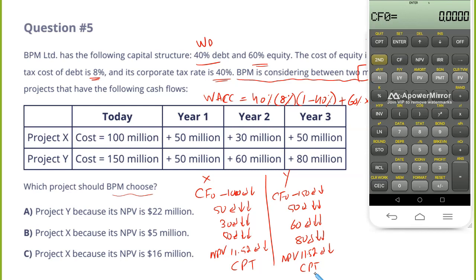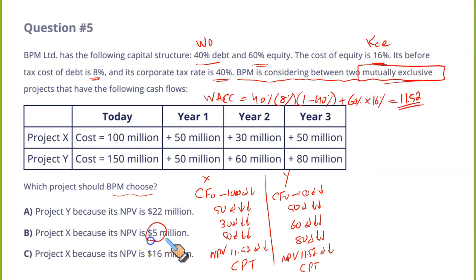So for Project X, we have negative 100 million, enter, down arrow key, 50, enter, down arrow key twice because of single cash flow, 30, enter, down arrow key twice. Then we have again 50, enter, down arrow key twice, press NPV, enter the discount rate 11.52, enter, down arrow key, press CPT, that's 5.0077 million. So Project X, 5 million. Let us calculate for Project Y as well.